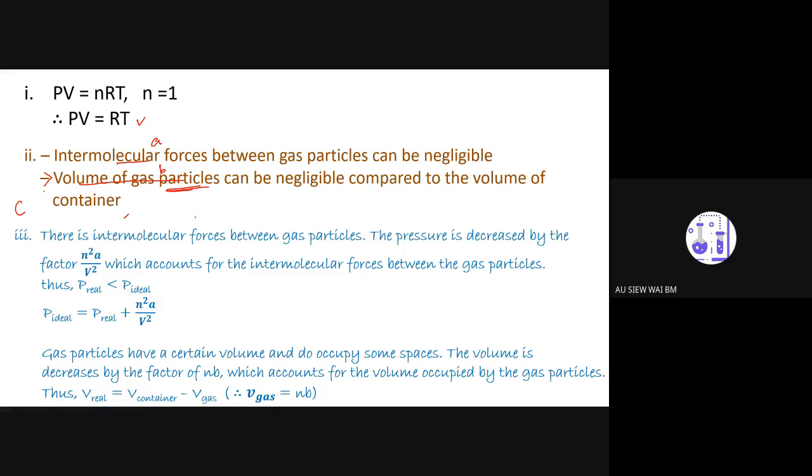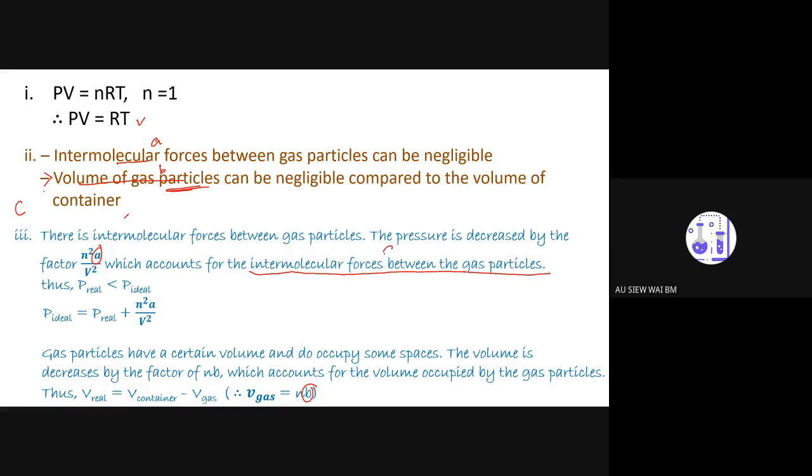Boleh? And then this one explanation dia panjang sikit, so you can go through. So first kita kena explain what is A dulu. A itu stand for what, and then B adalah apa. Kena explain dengan dua term ini. A, that means the intermolecular forces between the gas particles. So the pressure is decreased by the factor of N square A divided by V square, which accounts for the intermolecular forces between the gas particles. So ini intermolecular forces between the gas particles.